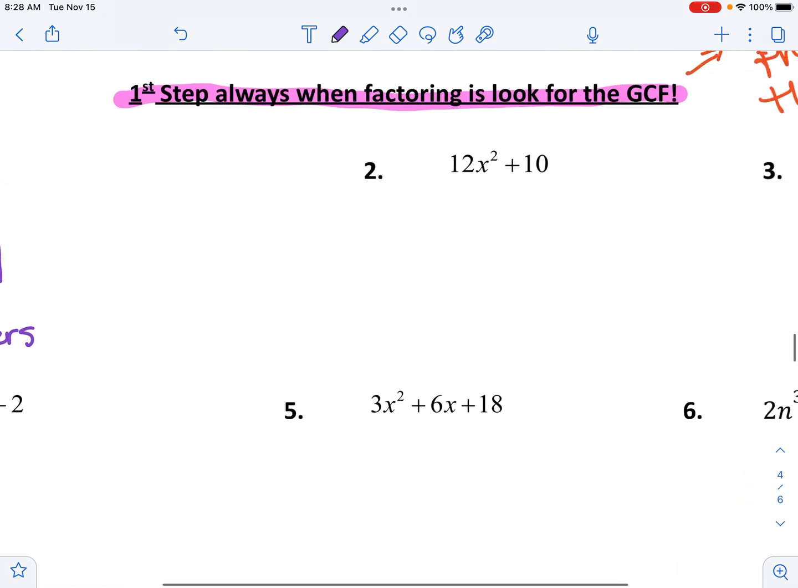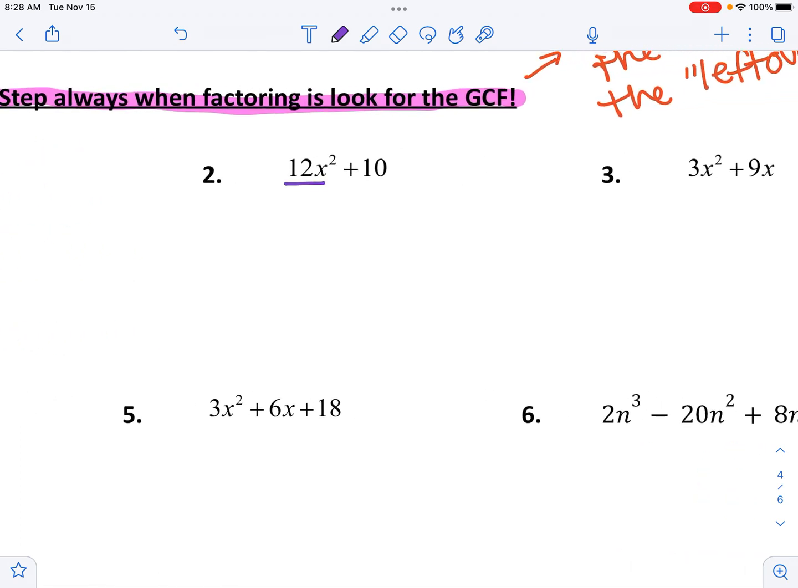All right, let's try another one. All right, so I'm going to underline each term. We're going to look for what these have in common. So I see 12 and I see 10. These are both even numbers, but I want to always check for the greatest common factor. So if I look at my factors of 12, 1 and 12, 2 and 6, 3 and 4. If I look at my factors of 10, I have 1 and 10, 2 and 5. So the only factor they have in common is the 2. If 10 was divisible by 4 or 6 or something like that, we could use one of those. But 2 is what they have in common. So we are going to use 2 on this.